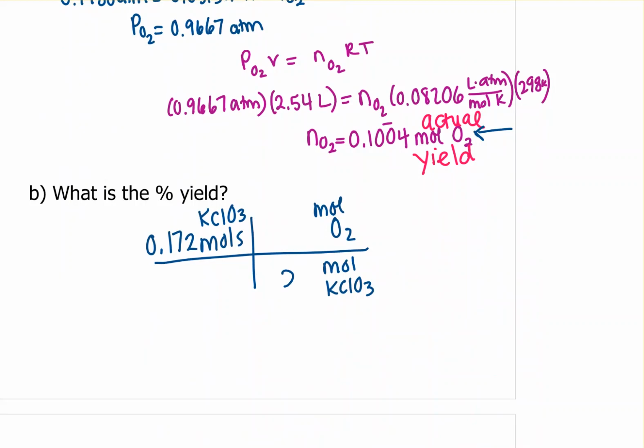This is the stoichiometry part, which will give us a theoretical yield. Now I'm not going on to grams because I need the amount of oxygen in moles to match this actual yield. They have to be in the same unit. Okay, and this is our theoretical yield.